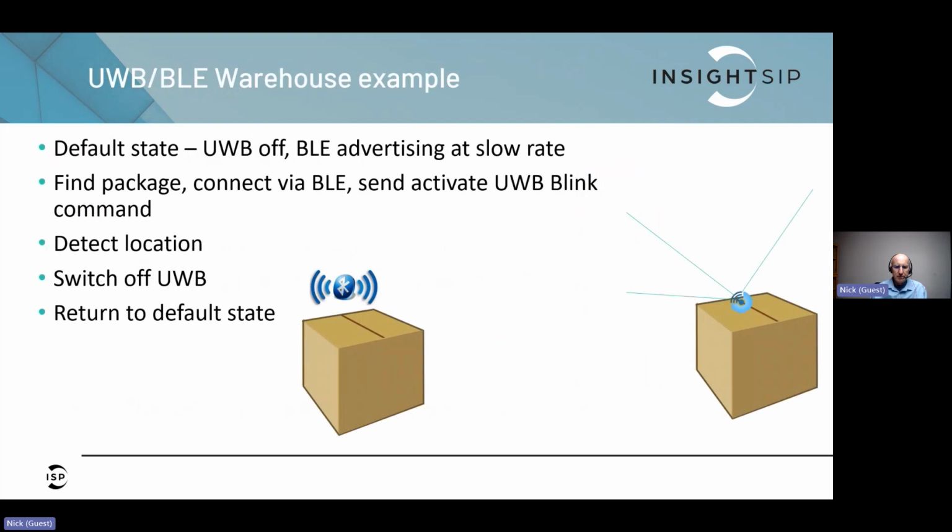You can also use it in a warehouse example. Most of the items in your warehouse are not going to be moving around most of the time, so you don't need to track them all the time. When you have a particular thing you want to find, you could activate it via BLE, and then once it's activated, you switch on your ultra wideband so you can detect the position of it quite precisely. And then once you've done that, you could switch it off and return to your default state. So that's another way you can use the two technologies together, so you can run small tags off a coin cell without burning your battery.